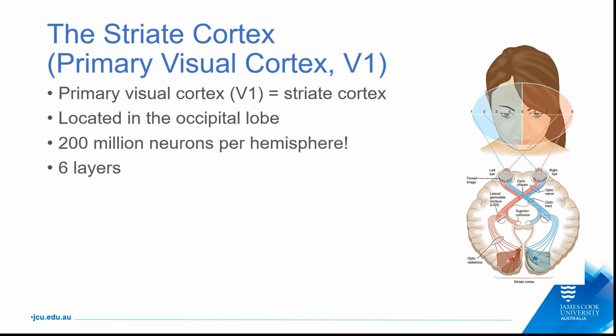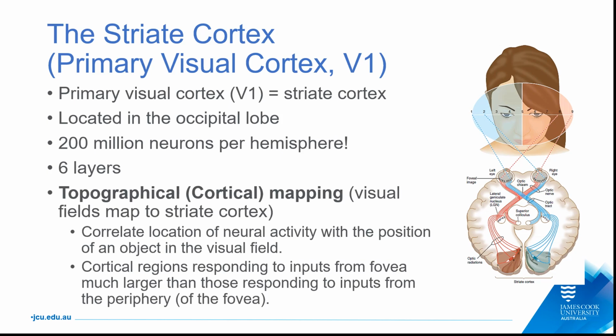Our primary visual cortex is also called the striate cortex, or the V1 area for short. It's right at the back. I would call it Brodmann area 17. It's really right at the back, so you can never get this wrong. We have around 200 million neurons per hemisphere, which is a lot. It has 6 layers, like most layers of our cortex.